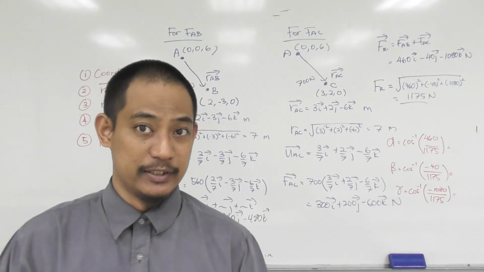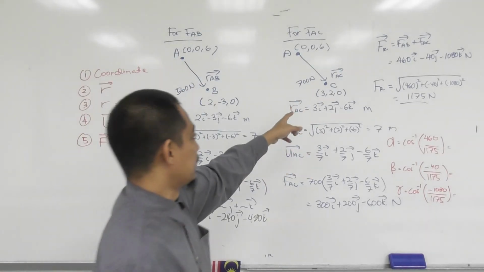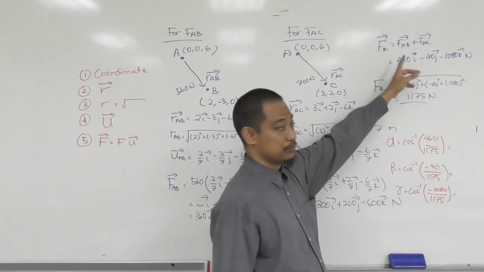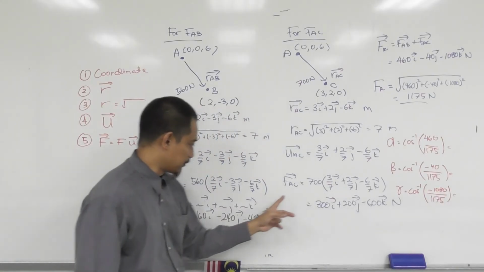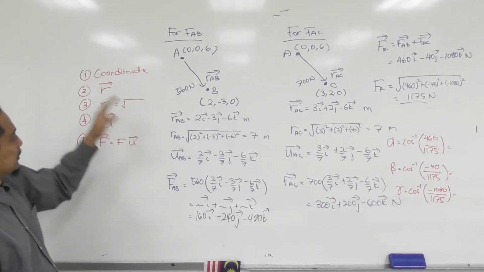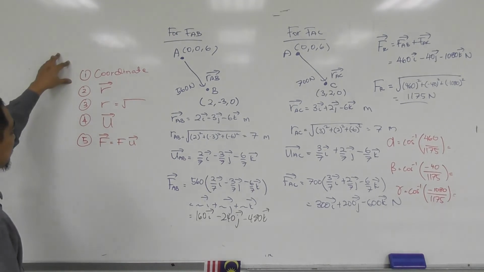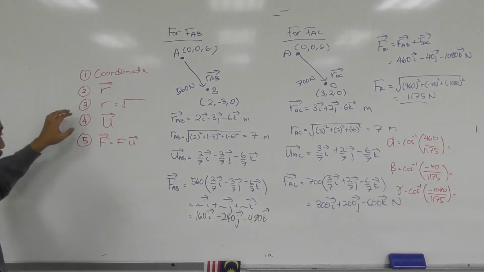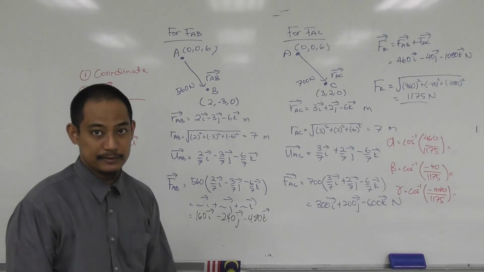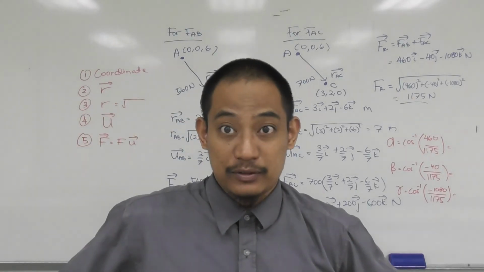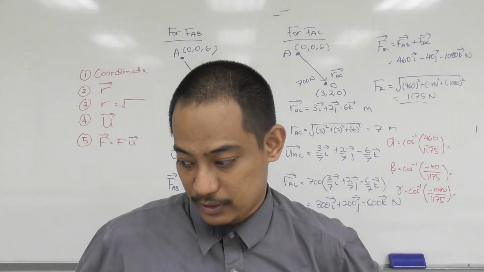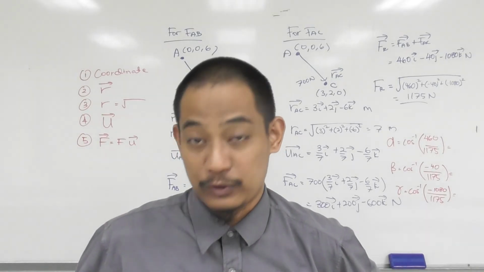The only new thing here is to get the Cartesian vector force, to be able to add this force and this force, you need to use this one: from the coordinate, position vector, unit vector and the force vector. Alright, so hopefully you understand the steps and what to do, right?